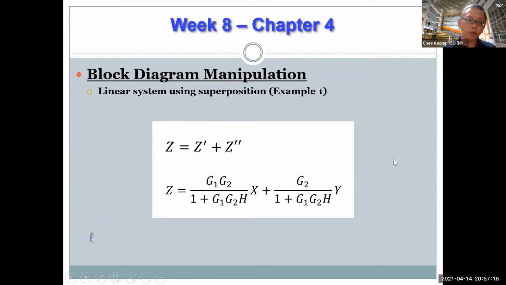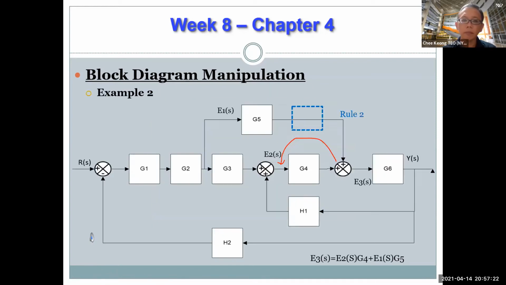So this is quite straightforward. Let's look at a further example. This is just example 1. For this example 2, we want to simplify this more complicated block diagram into one block. We want to untangle many overlapping loops. First move is to move the summing node to the back of G4 as indicated by the arrow. Here we apply rule 2 to make the move.